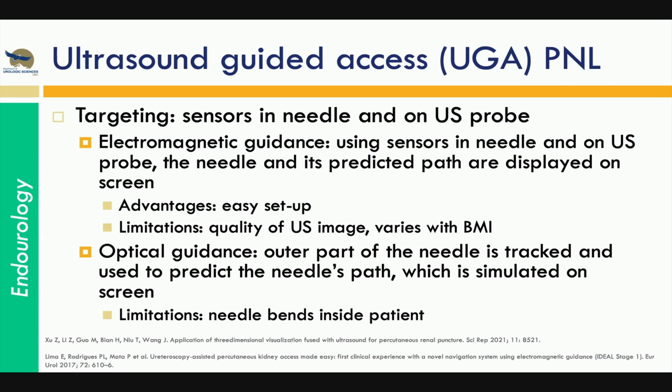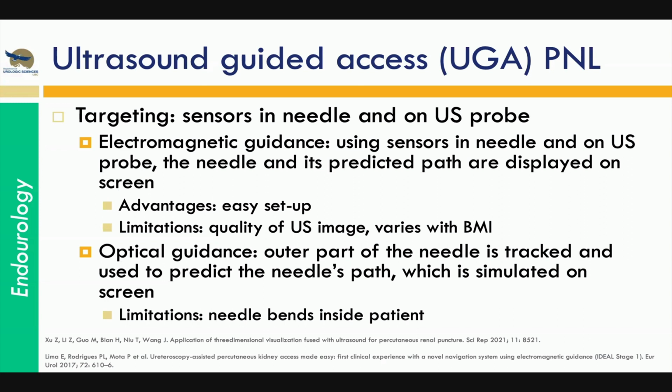And something that's maybe going to be even further improving ease of access of ultrasound-guided PNLs is targeting. So there could be sensors in the needle and on the ultrasound probe. There are a couple of proof of concept studies in the literature, but there's one looking at electromagnetic guidance with a sensor in the needle and on the probe, and the imaging system would show the needle and its predicted path on the screen, which makes it quite dummy proof.